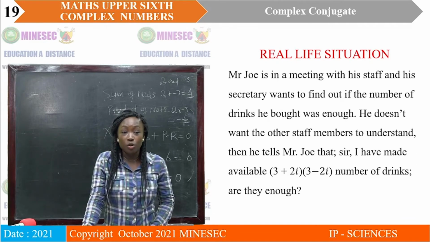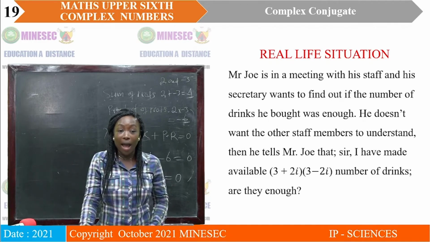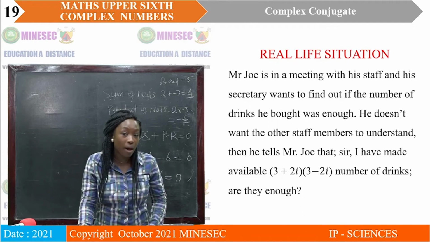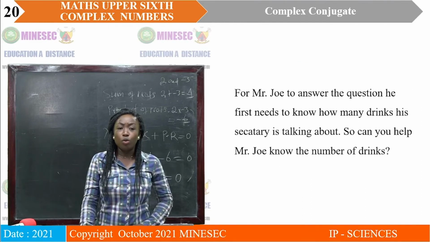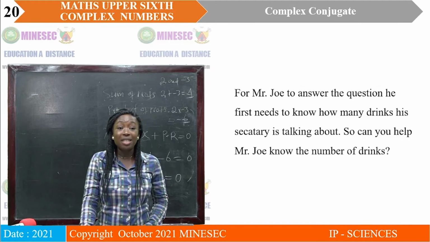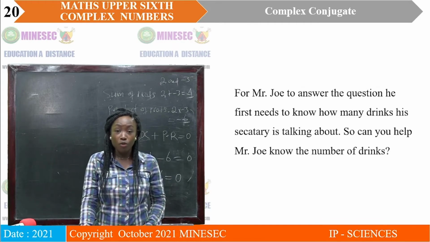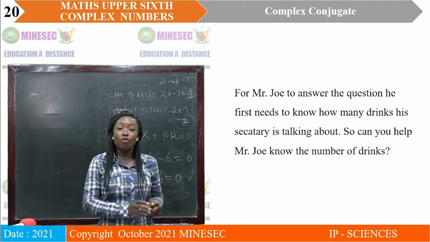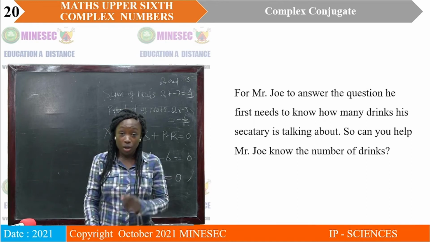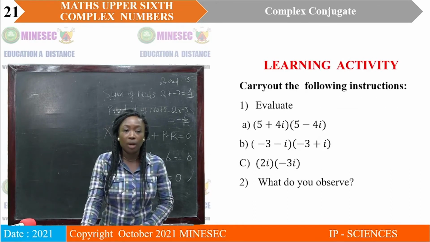Then he tells Mr. Joe that, sir, I have made available 3 plus 2i times 3 minus 2i number of drinks. Are they enough? Now, for Mr. Joe to answer the question, he first needs to know how many drinks his secretary is talking about. So can you help Mr. Joe know the number of drinks? The secretary brought in complex numbers to hide the number of drinks he wants to tell his boss. So the boss needs to know how many drinks the secretary is talking about. So at the end of the lesson, we are going to look at it together.